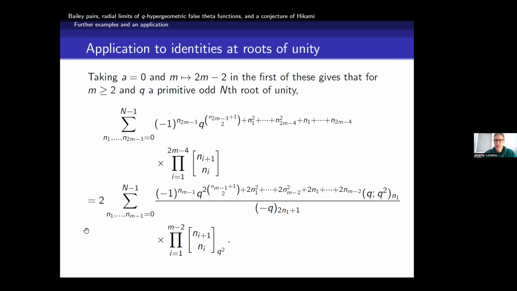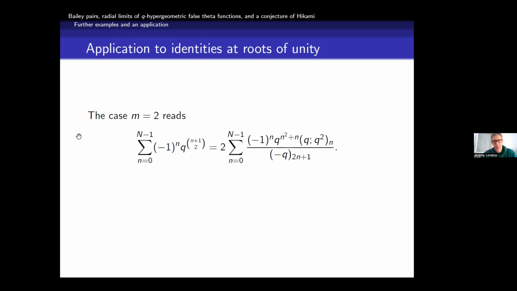Okay, so these are not q-series identities inside the unit disk, and these are not Rogers-Ramanujan type identities or anything like that. Obviously, this one starts here at 2, and this one starts at 1, if you look at the q-expansion. So they're certainly not equal inside the unit disk, but they are equal for any primitive odd nth root of unity.